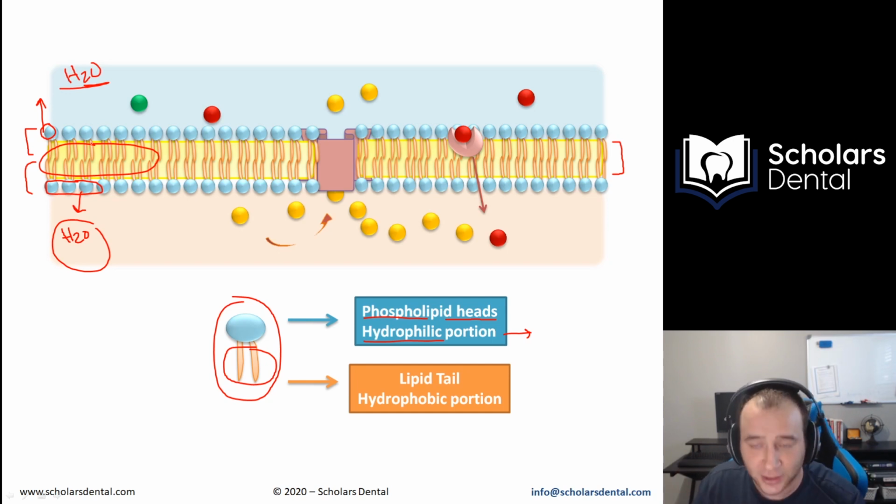Now, in this membrane, there's a channel. This is a channel, for example, and these give you a pathway for ions and other structures to pass.